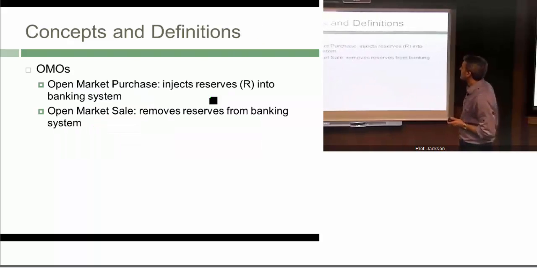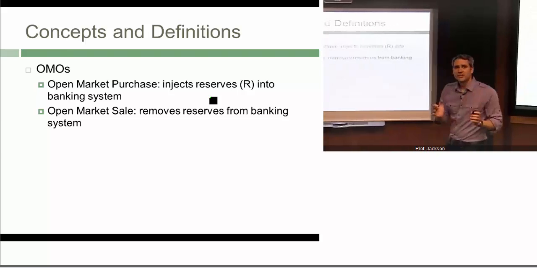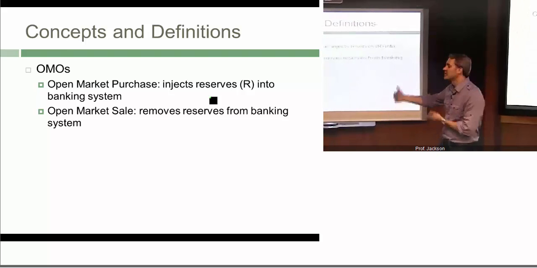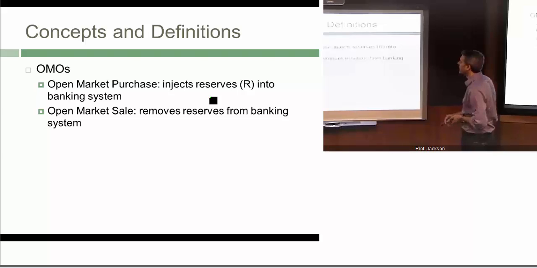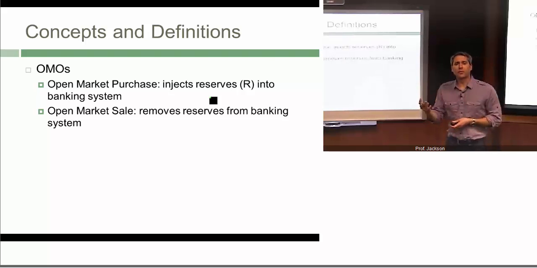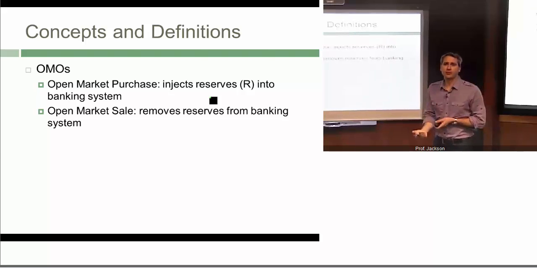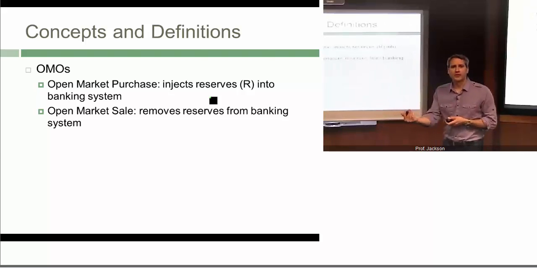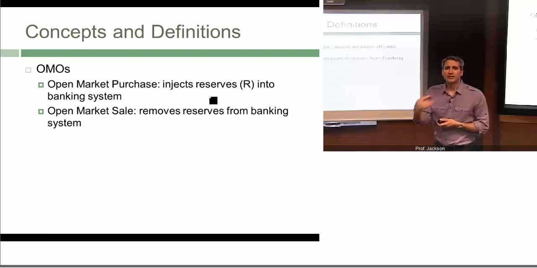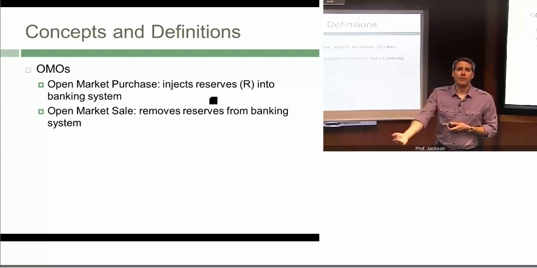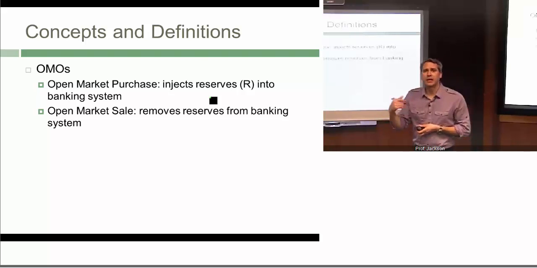So I'm going to run through some basic concepts and definitions to set the stage for thinking about how we're actually going to use this to understand the money supply process. Open market operations, as I said before, are essentially the buying and selling of securities by the Federal Reserve. And in this case, we're going to think of it primarily as buying and selling securities with banks. Okay, so banks are going to be the primary interface. Now, that doesn't have to be the case.